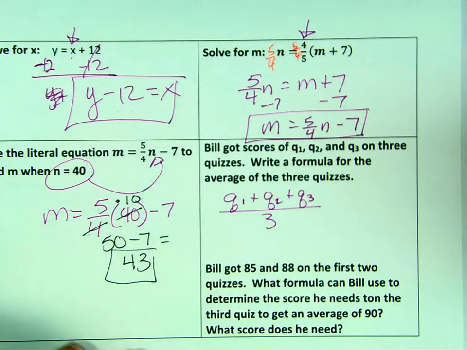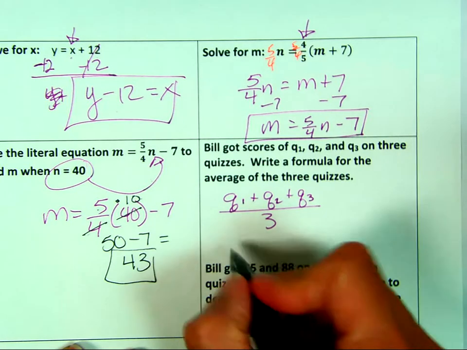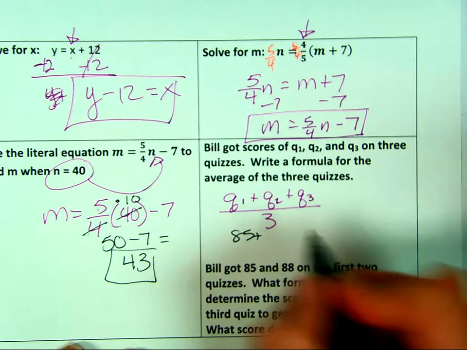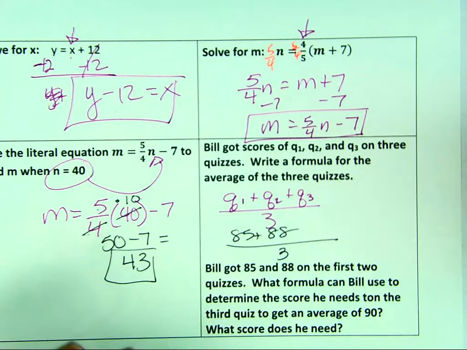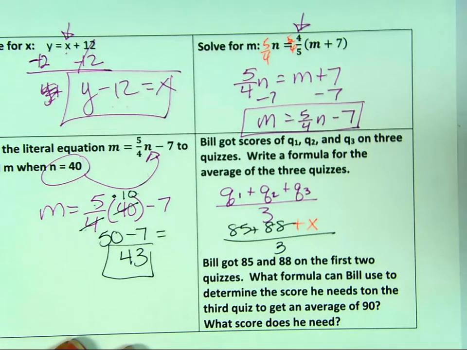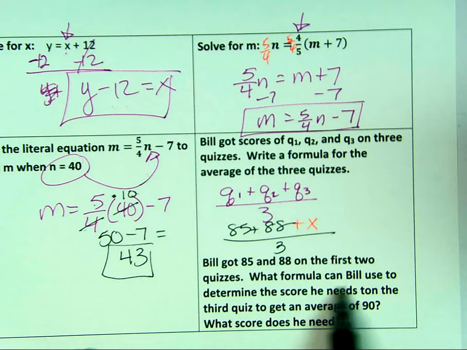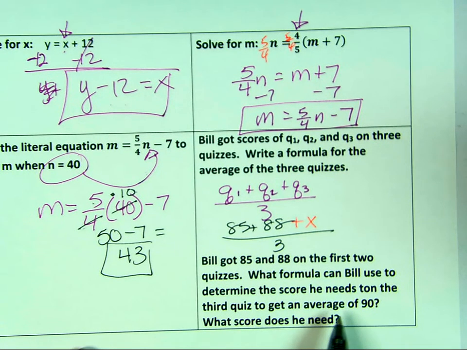But then it tells us what he got on the first 2. So he got an 85. So just plug it in the formula. An 88. But we don't know what he got on his last quiz. That's a mystery. So we're going to say plus x. But this is still the formula to find the average. And it says, what formula could Bill use to determine the score he needs to get on his third quiz if he wants to average 90?